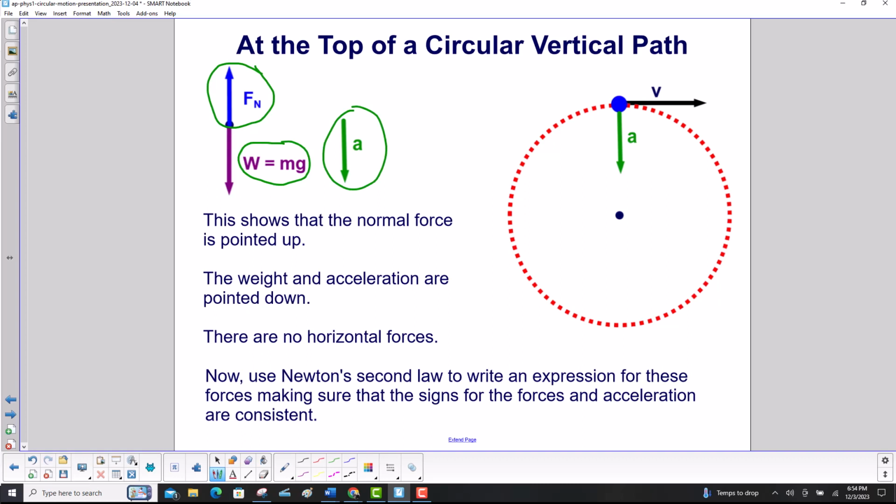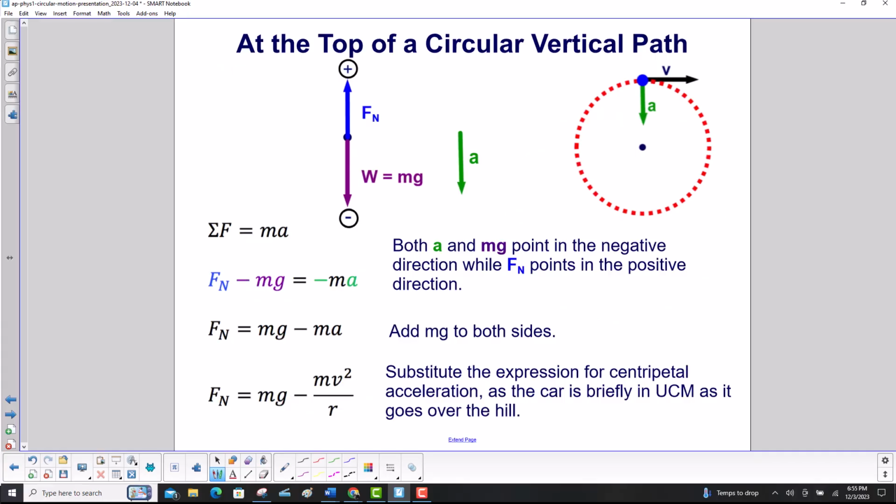Now, use Newton's second law to write an expression for these forces, making sure that the signs for the forces and acceleration are consistent. So here's plus, here's minus. Sum of the forces is ma. Both the acceleration and mg point in the negative direction, while the normal force points in the positive direction. So this is positive, negative, and negative. Add mg to both sides. Substitute the expression for centripetal acceleration, as the car is briefly in UCM as it goes over the hill. That's this term here replacing a.